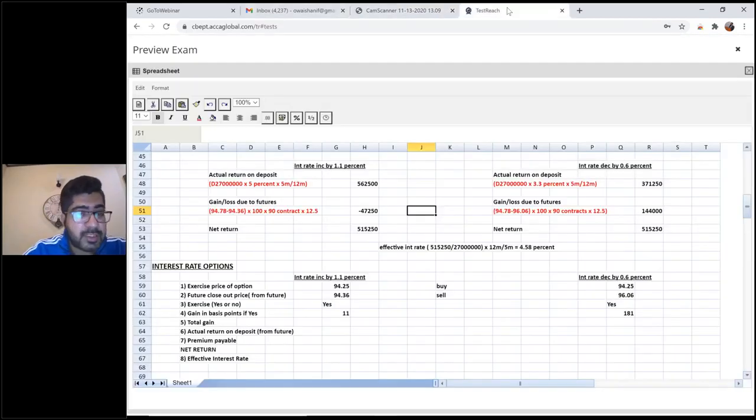Futures closeout price from futures. Increase case was 94.36. Decrease case was 96.06. The strategy is buy now, sell later. Buy at 94.25, sell at a higher price in both cases. Gain in basis points is yes.